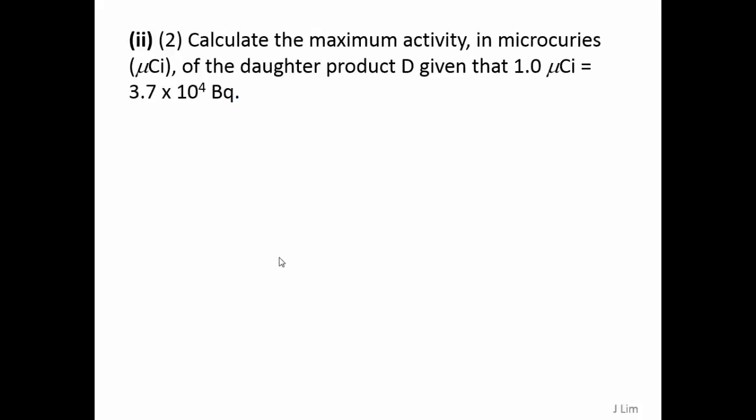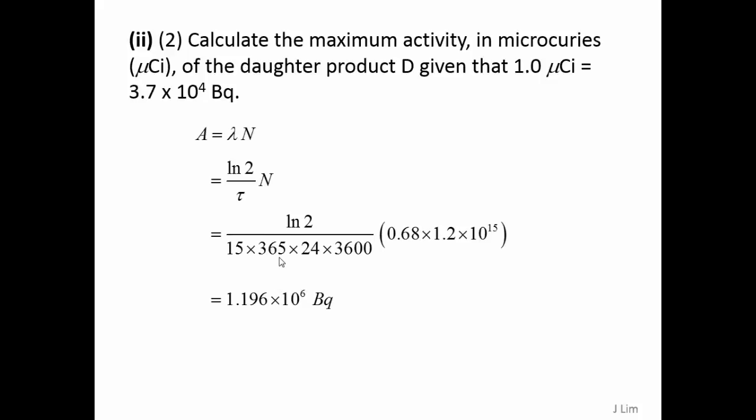Calculate the maximum activity in microcuries of the daughter product D, given that 1 microcurie equals 3.7 times 10 to the power 4 becquerel. So A is lambda N. This will give us the answer of 32.3 microcurie.